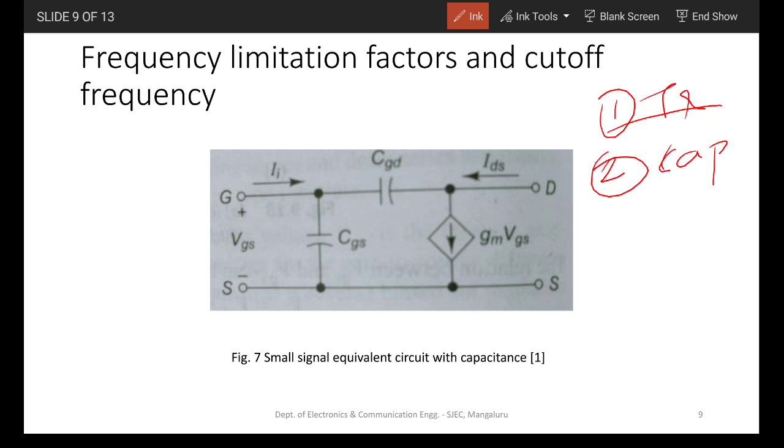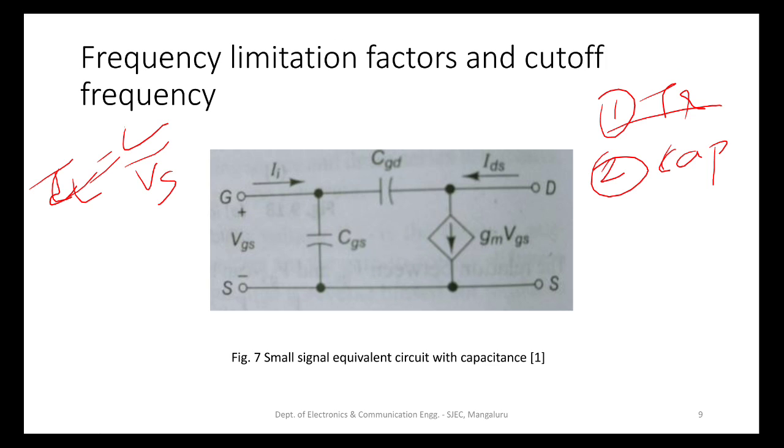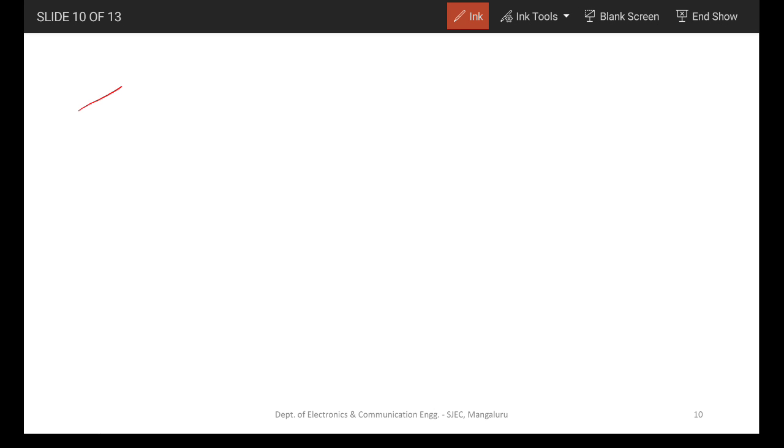Transient time is given by tau t equals L by Vs, where L is the length of the channel and Vs is the saturation velocity. Now Vs for silicon we have different values.